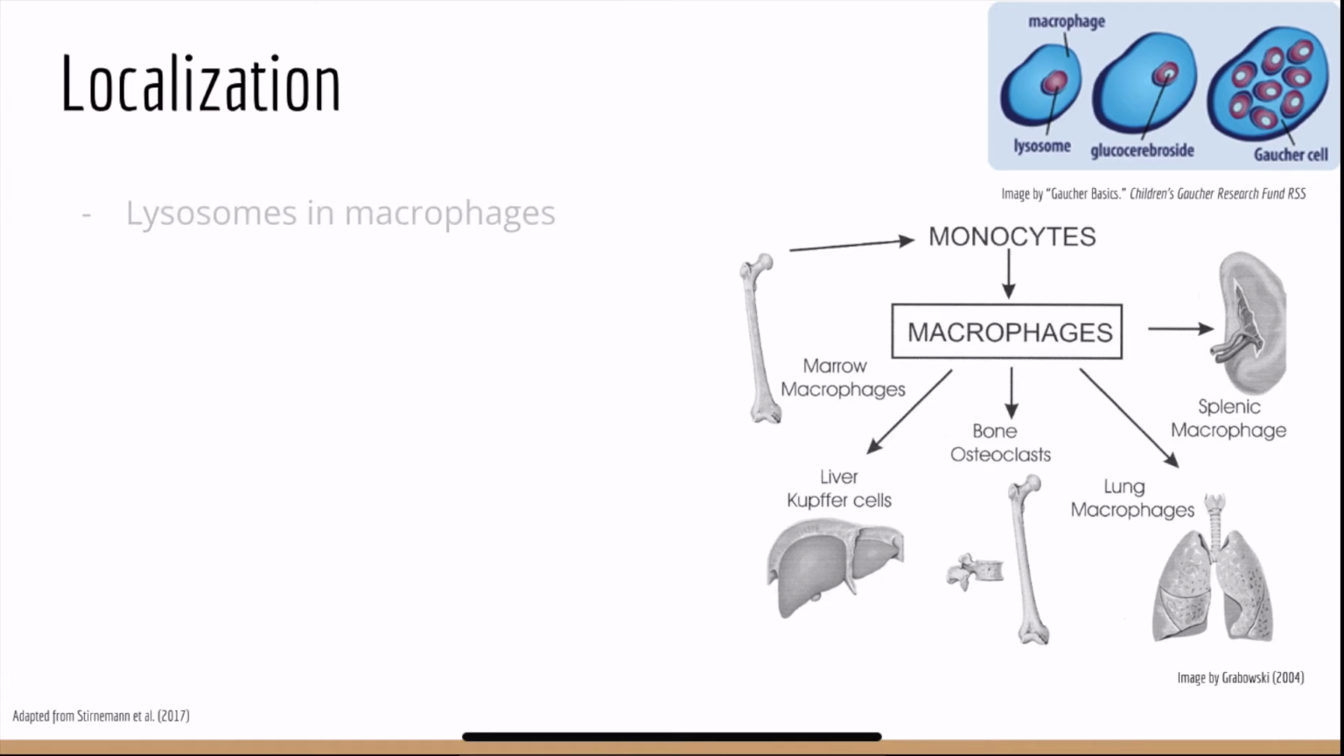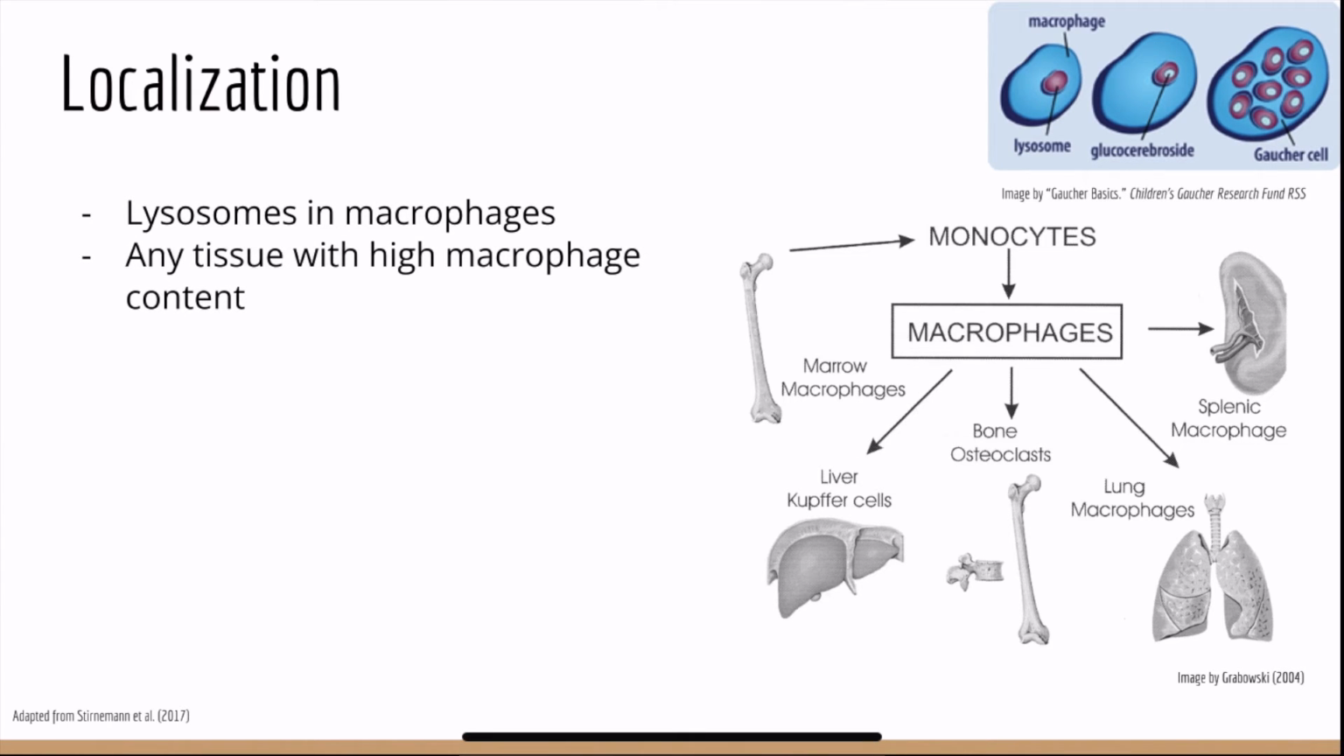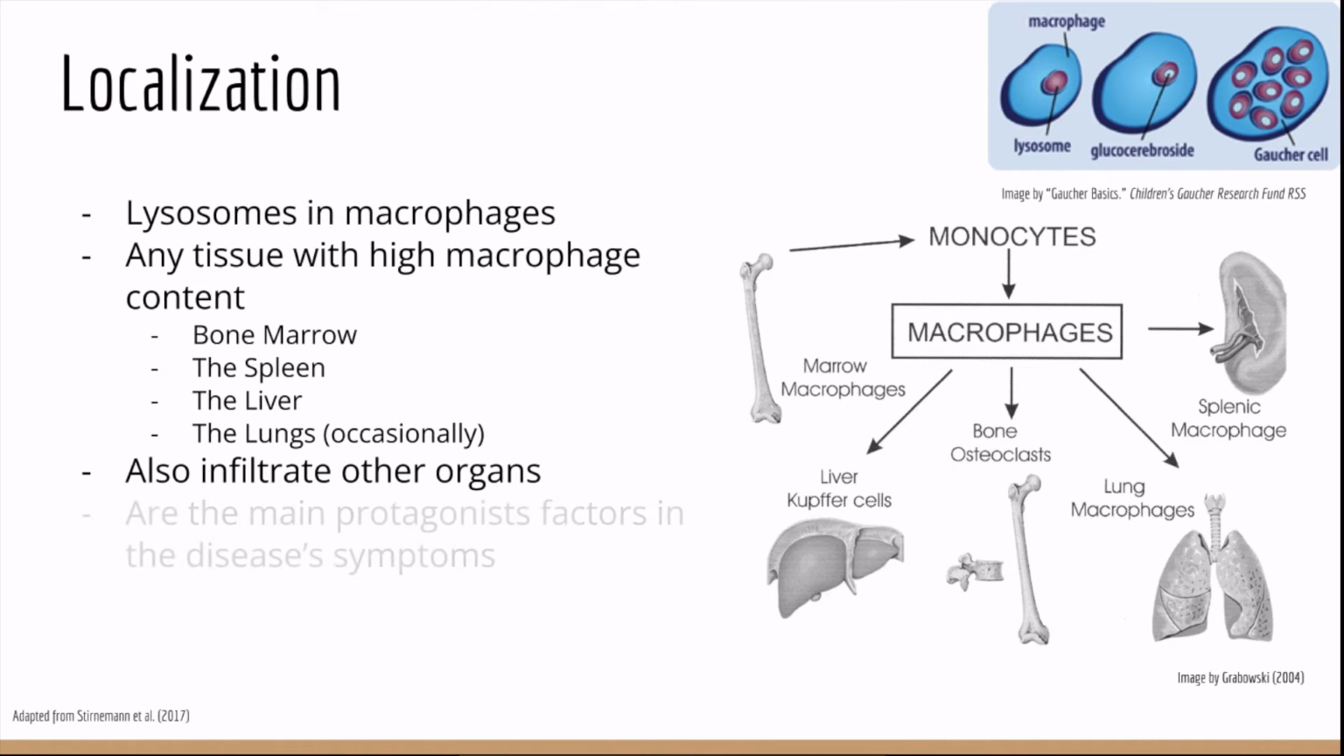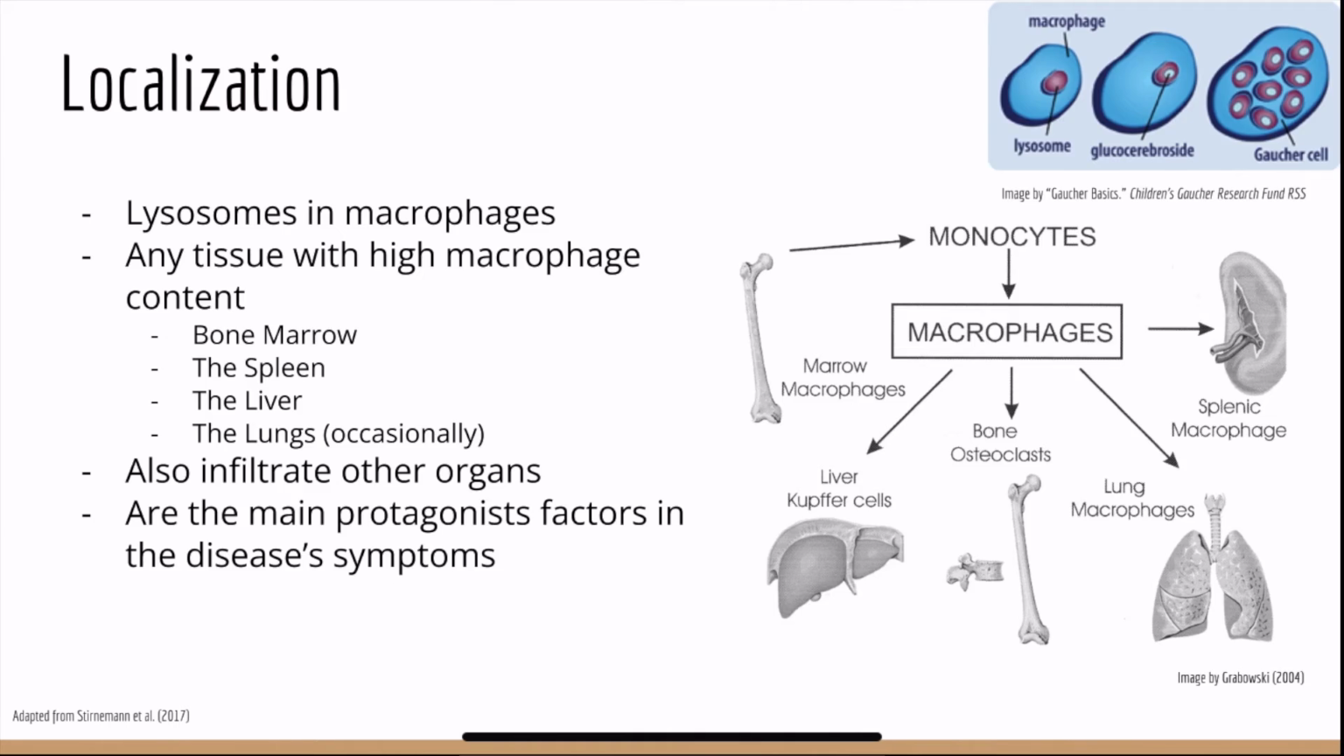Since Gaucher disease affects the lysosomes of macrophages, any tissue with high macrophage content will be affected. For instance, bone marrow, the spleen, the liver, and the lungs. However, Gaucher disease can also infiltrate other tissues and organs, which can then elicit its effects there as well.